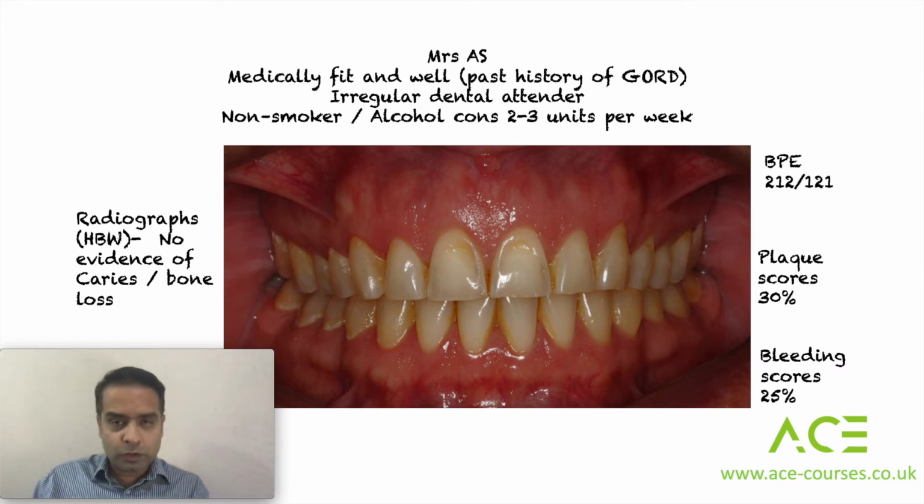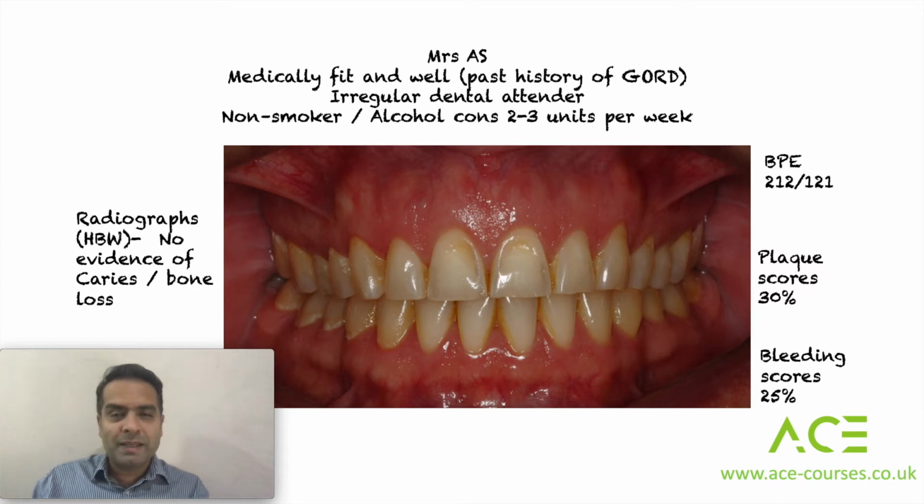She's socially a non-smoker and consumes probably 2 or 3 units of alcohol a week, mostly on the weekend. So here is a front profile photo of her teeth and occlusion. What we noted on the day of the appointment is we've got a BPE score of 212121. So just generalized bleeding, a little bit of calculus in a couple of the quadrants and the lower anterior teeth. Plaque scores were about 30% because she had not seen a hygienist for several years and admitted that her cleaning regime at home was letting her down.